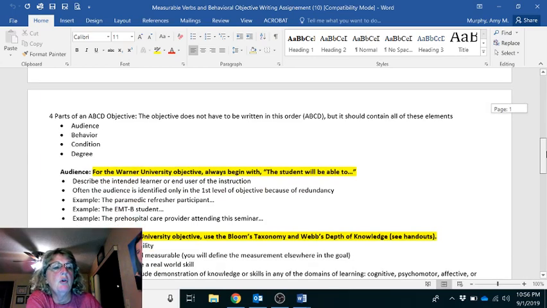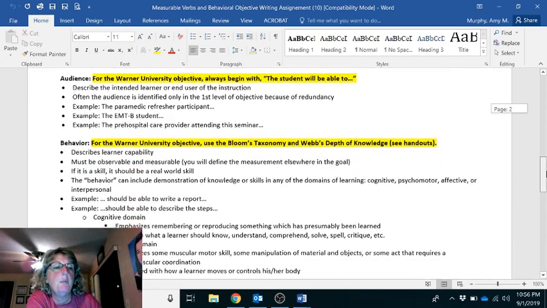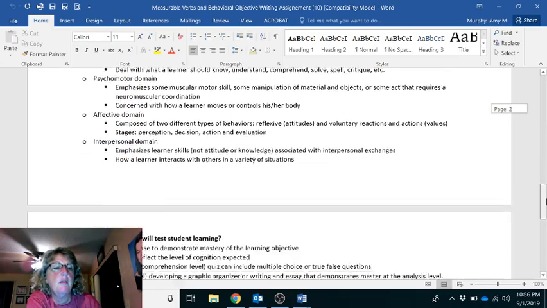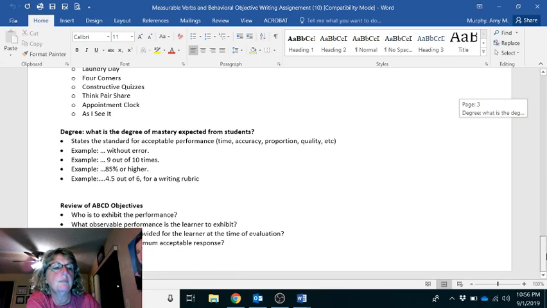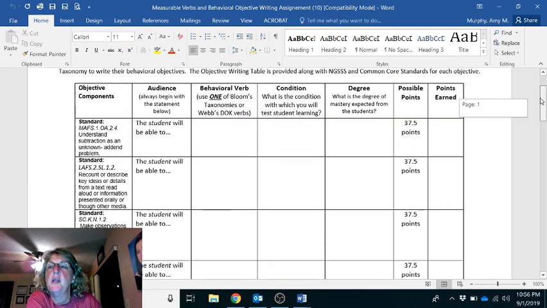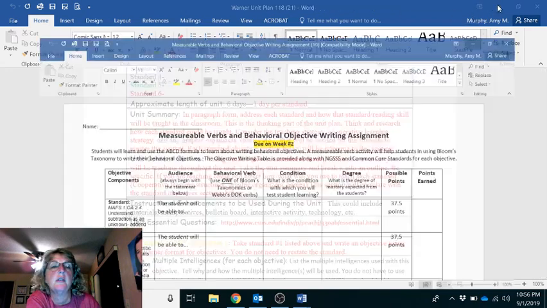Please make sure you scroll down. There is a second page that gives you examples of what you could put for each part of the objective. It's really not that hard if you will look at the information and the examples.